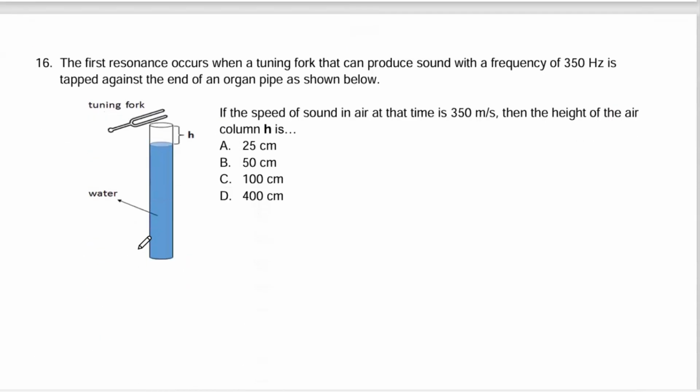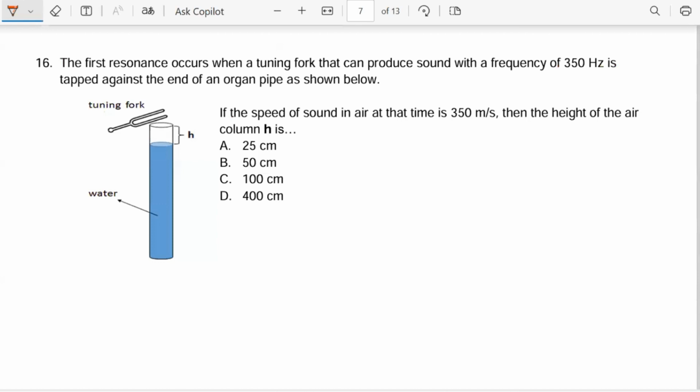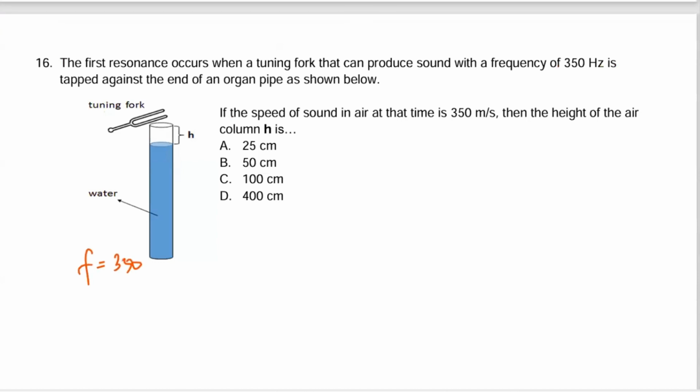Okay, I hope you still remember this topic. It's about resonance. The resonance occurs when the tuning fork can produce sound with a frequency of 350 Hz is tapped against the end of an organ pipe as shown below, right? And then the speed of sound is given, and we need to count what is the height of the air column, or h.